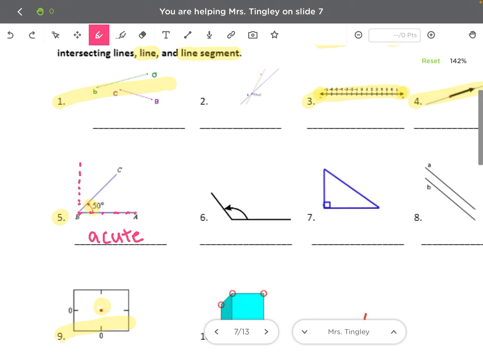What about number 6? Number 6, let's imagine a right angle. Is it smaller or larger than a right angle? Larger, so that is an obtuse angle. And we see that identifier. Whenever you see that square, you know it is a right angle. This line is straight up and this line is straight to the side, straight horizontal.